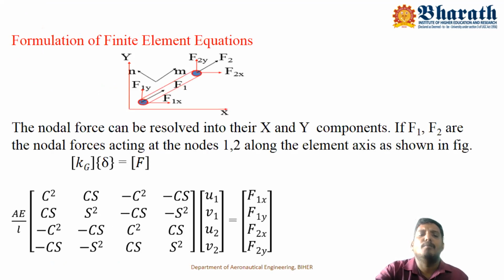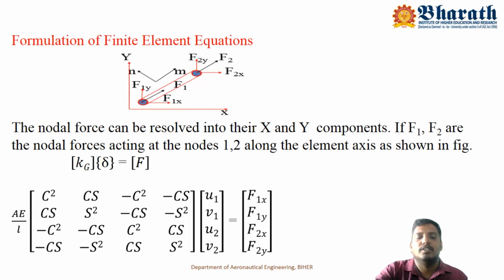Then we have to formulate our finite element equation. Let us consider a single element of your truss element. It consists of node 1 and 2. The nodes will be subject to nodal forces. In horizontal direction is F1x and vertical direction is F1y at nodal location 1. Similarly, at nodal location 2, F2x and F2y. There is an axial force F1 and F2. That will be resolved in two components, horizontal as well as vertical component.